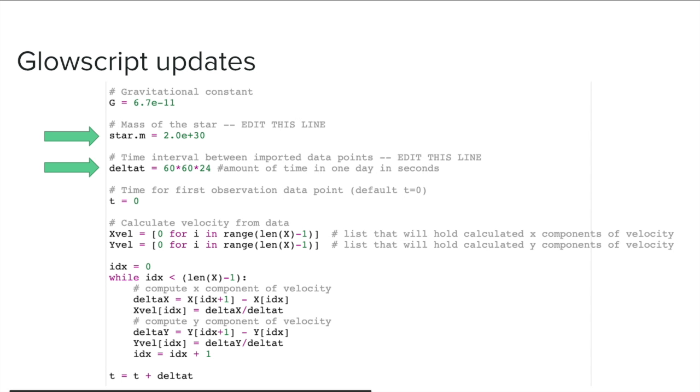Using the Lab 3 starter code, I began to make necessary changes to be able to find the correct mass of the black hole. I started by updating my email and the star's mass. Then I updated delta t to be equal to the amount of seconds in one day, which is equal to 86,400 seconds.